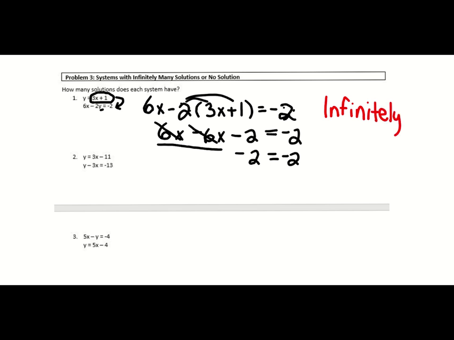So the variables are completely gone. You're left with the same number on the left and right. The answer is infinitely many solutions.